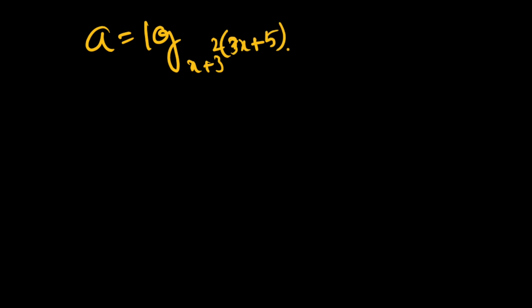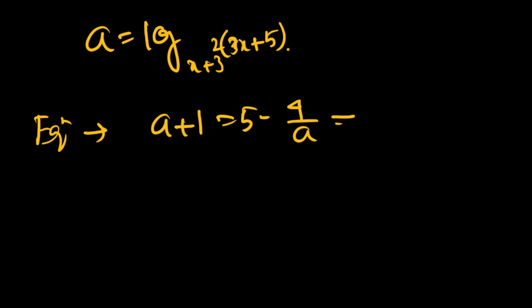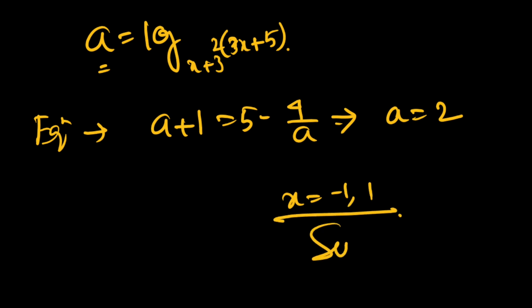So overall, in this question we simplified our arguments and then we defined a as the logarithm of (3x plus 5) to the base (x plus 3). Then we converted our given equation into the a form, that is this equation: a plus 1 is equal to 5 minus 4 by a. Then we found the value of a, that is equal to 2. Then using this value a is equal to 2, we put it here and got x is equal to minus 1 and x is equal to 1. So the sum is 0. So 0 is the desired answer.